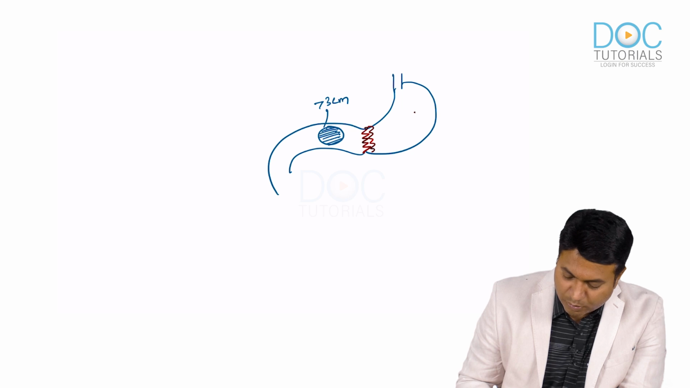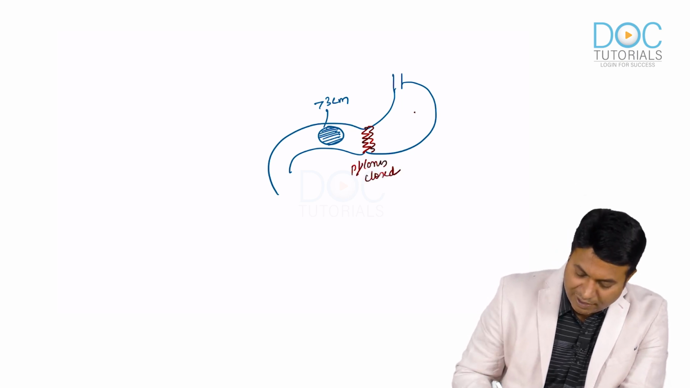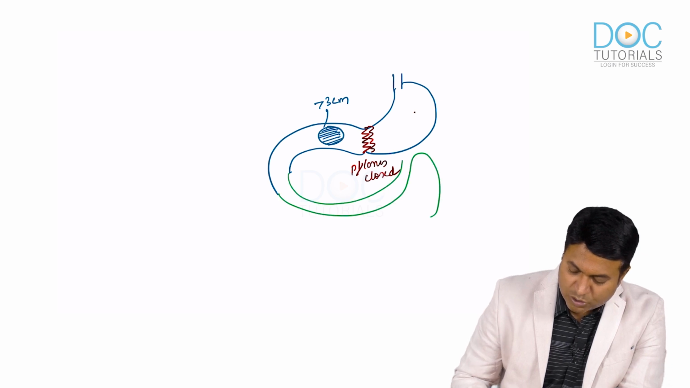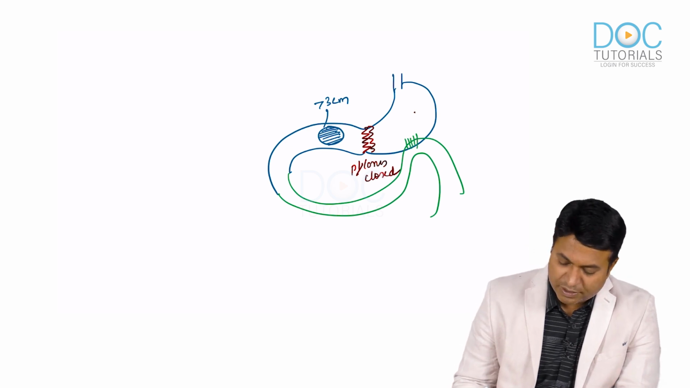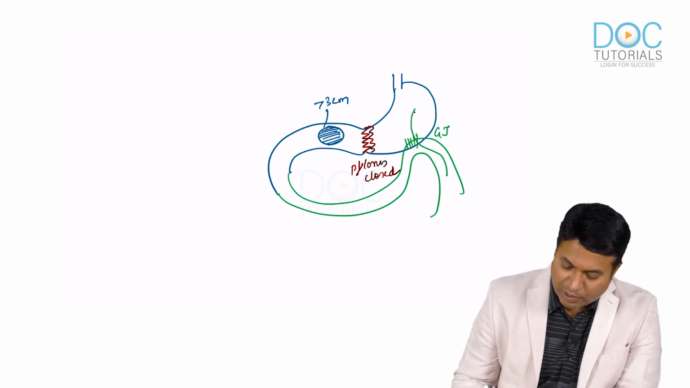I will close this pylorus. Pylorus is closed, and I will bring the jejunum and do the gastrojejunostomy. Pylorus is usually closed with a catgut or vicryl. GJ is done for the food to go down like this.